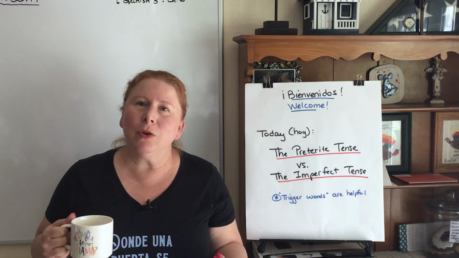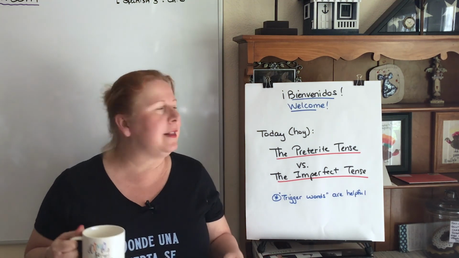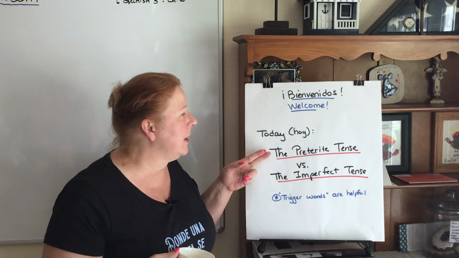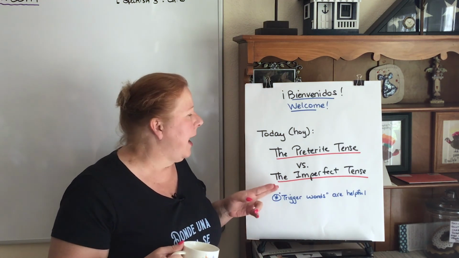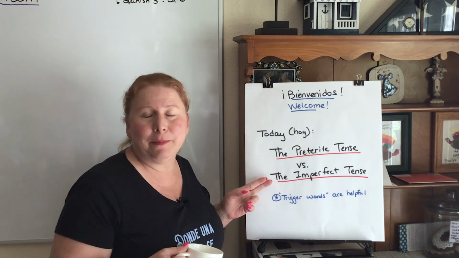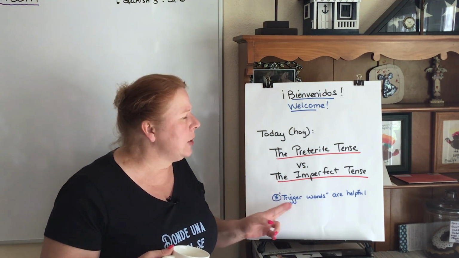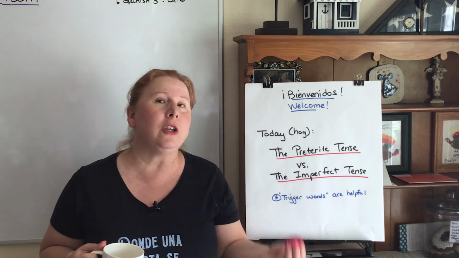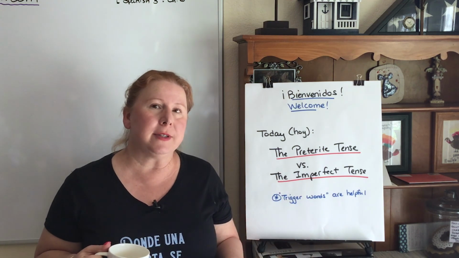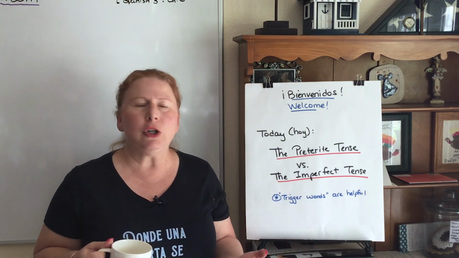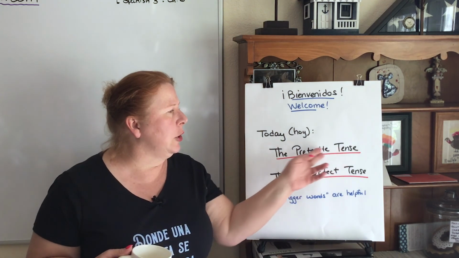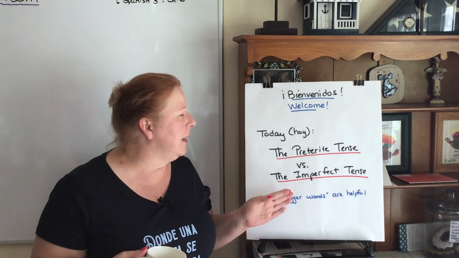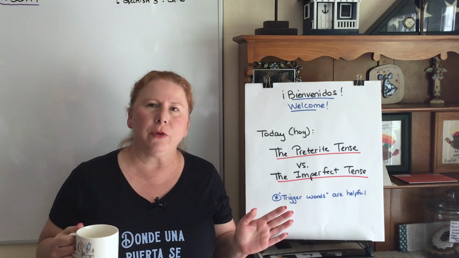And today we're going to do a review video on the preterite tense versus the imperfect tense. So remember, we have the beast of the preterite, and then we have my favorite, the imperfect tense. I'm also going to mention trigger words that are helpful for you to tell the difference about when you use the preterite versus when you use the imperfect. So in Spanish 2, we learned that the preterite tense has a very narrow scope for being used, and the imperfect has a wider scope for being used.